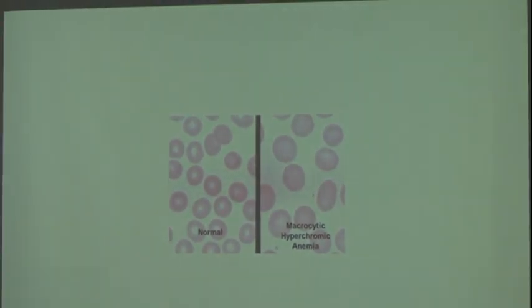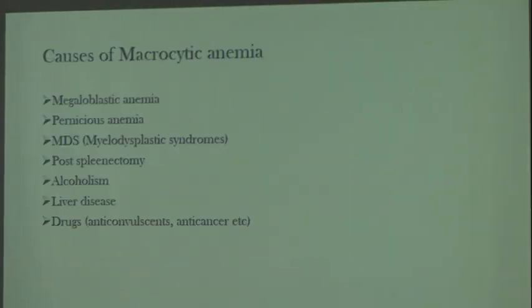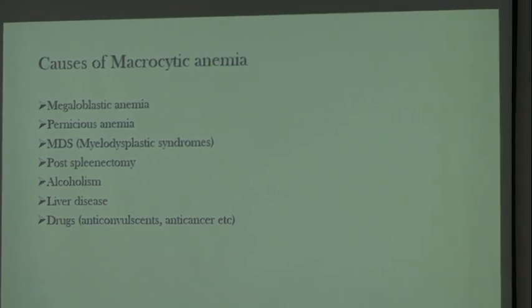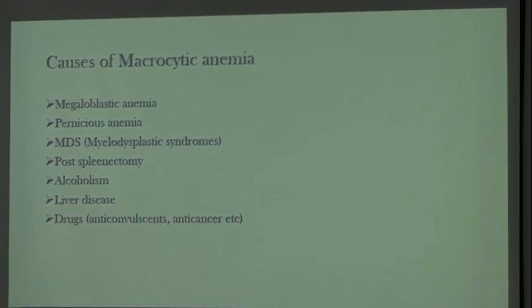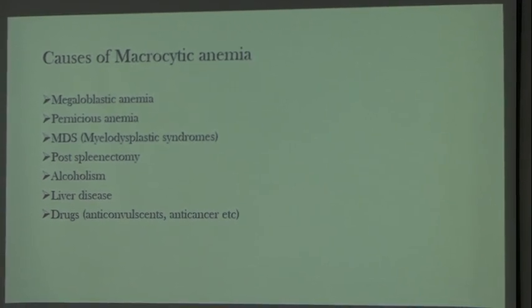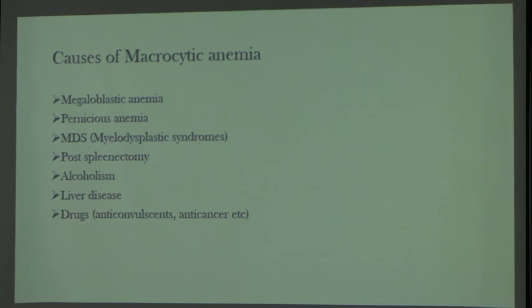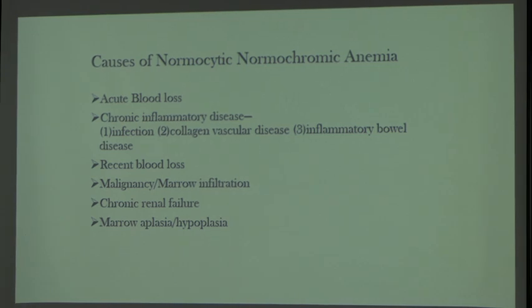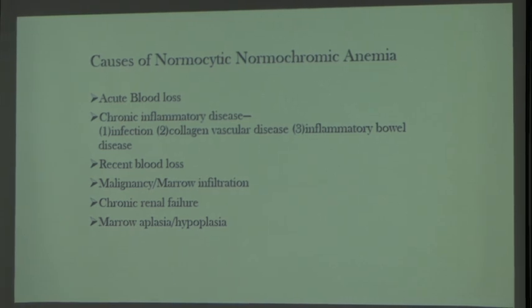This is macrocytic. Causes of macrocytic anemia: megaloblastic anemia, pernicious anemia, post-splenectomy, alcoholism; removal of the spleen is called splenectomy. Also some drugs. These are the causes of normocytic normochromic anemia.